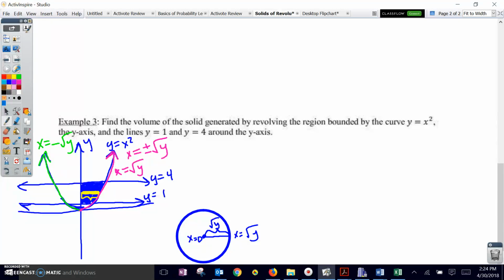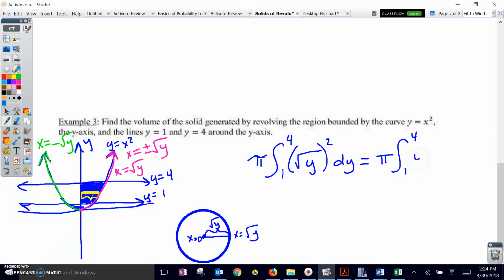Since we're revolving around the y-axis, everything in the integral should be in terms of y. So we've got our pi out in front. Our limits of integration are from 1 to 4. Our radius is the square root of y, and our thickness of our cylinder is dy. And so this just turns into pi times the integral from 1 to 4 of y dy.